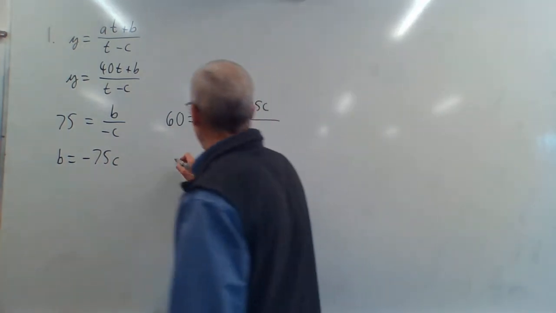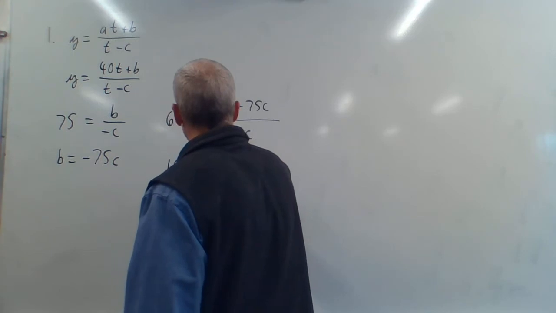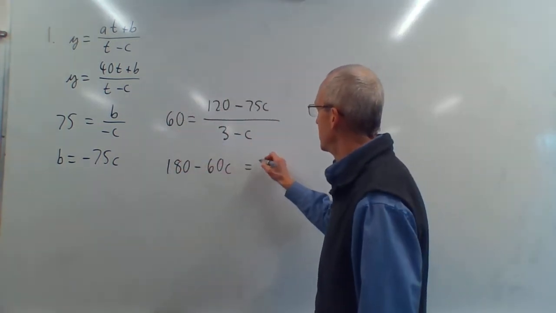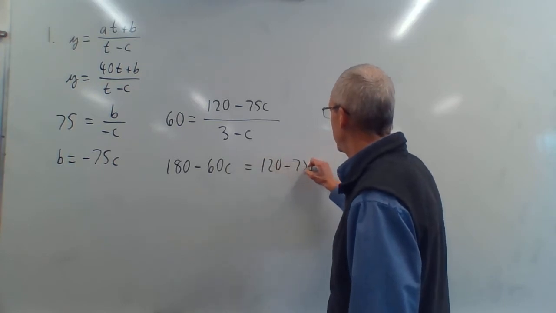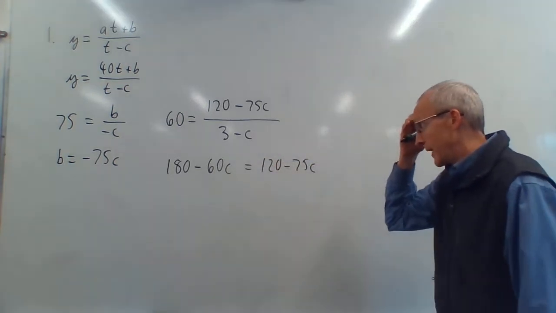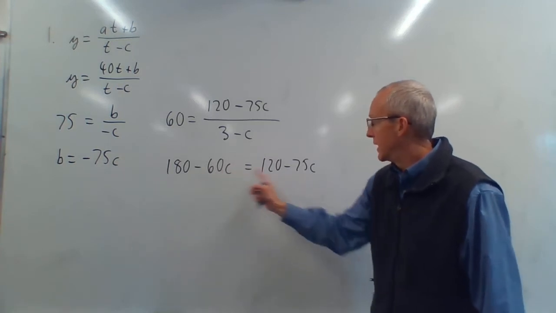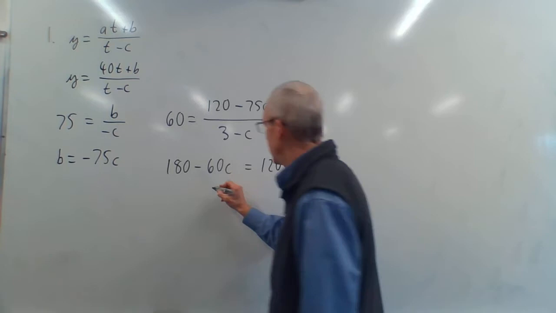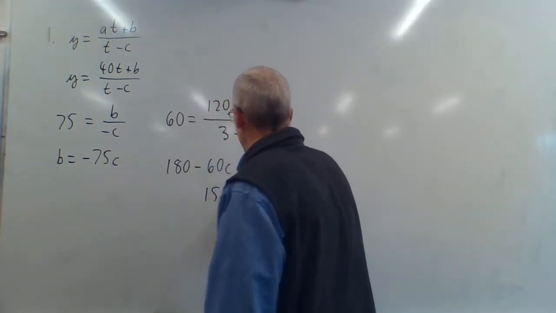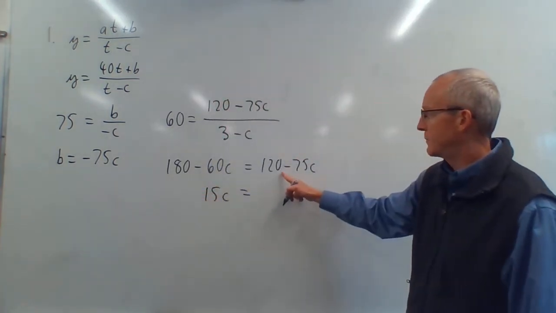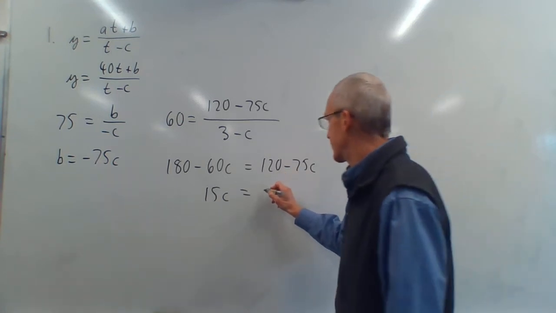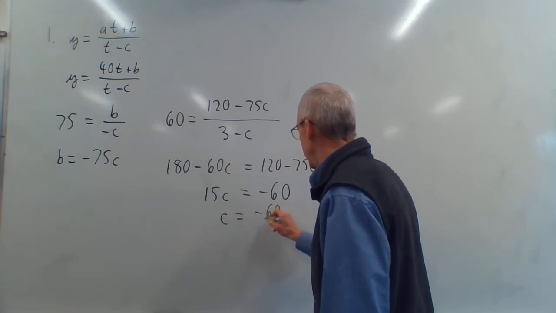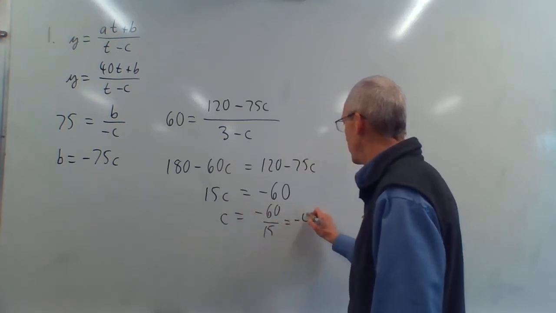So I can cross multiply. 180 minus 60C, since 3 times 60 is 180, equals 120 minus 75C. I'm going to put the 75C over here. It'll beat the 60 by 15, so positive 75 minus that gives me 15 C's. 120 minus 180 gives us negative 60, so C is negative 60 divided by 15, which is negative 4.